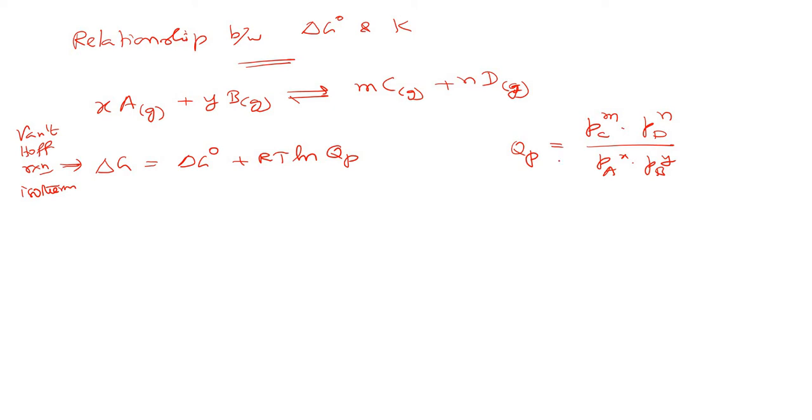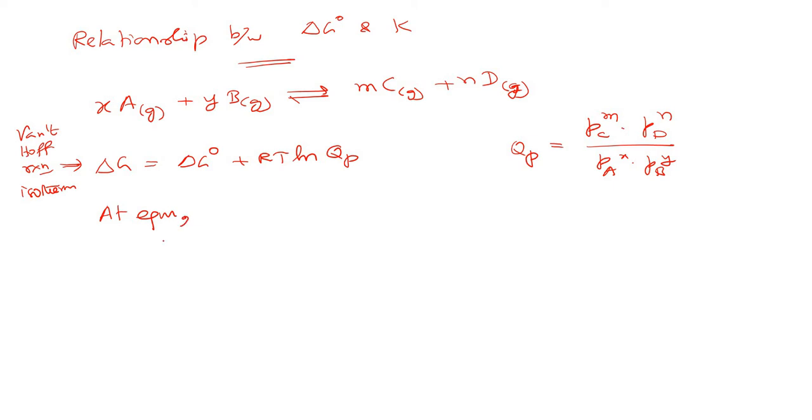Remember, QP is not a constant. QP will change as the reaction goes towards equilibrium. Once it attains equilibrium, this ratio becomes constant. Before attaining equilibrium, this ratio is called the reaction quotient, which is represented as QP, and this QP is not a constant. As the reaction moves towards equilibrium, the QP value keeps on changing. Now what happens once the reaction attains equilibrium?